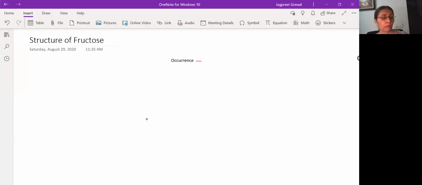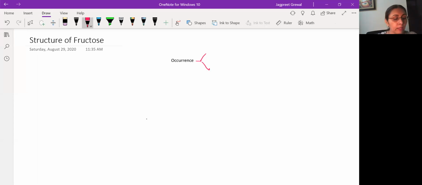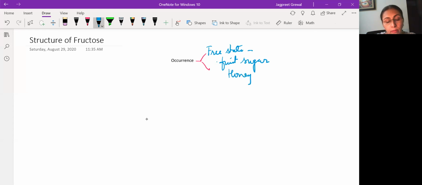Okay. So fructose is a type of carbohydrate. It is a monosaccharide. It is generally found in free state in the form of fruit sugar. We call it fruit sugar. It is a sweetener in the fruits. Okay. It is also found in honey and many sweet fruits.